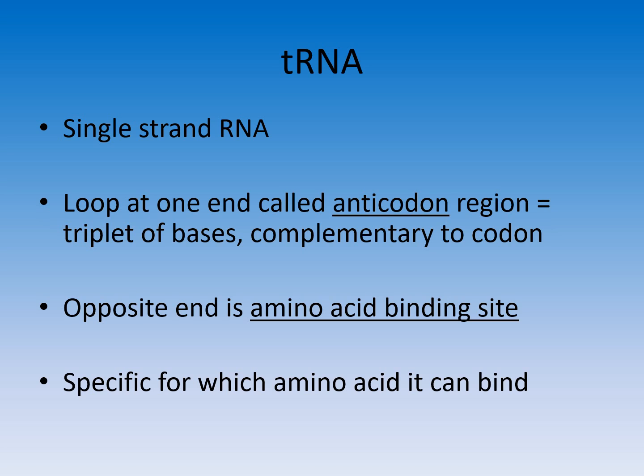tRNA is single-stranded, as most of your RNA is. It's looped at one end. That's called the anticodon region. The anticodon region is going to be complementary to the codon, so it will bind to it. Completely opposite from the anticodon region is your amino acid binding region. So that's where the amino acid is going to be bound. Now, it's very, very specific. If it binds to the amino acid serine, that is the only amino acid it will bind to. So obviously you're going to have lots of tRNAs because you've got 20 different amino acids.